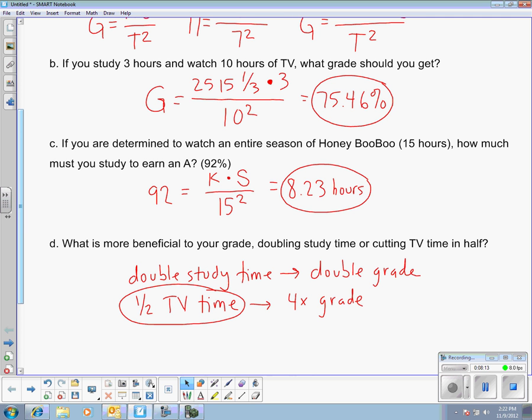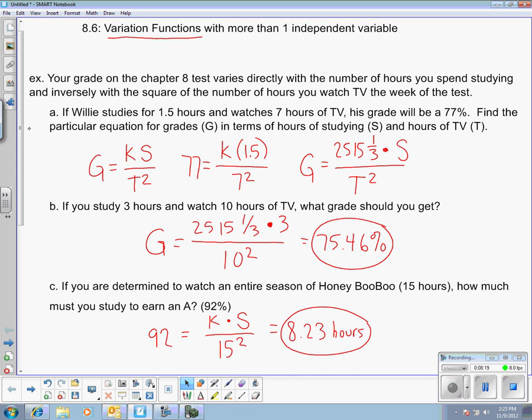All right, so I realize this whole set of notes is just one example, but you already know about variation functions. So we didn't need to go through all that stuff about what's K and all that, but we just needed an example or two, or one, about having more than one independent variable. So there you go, and we'll do some of these in class.